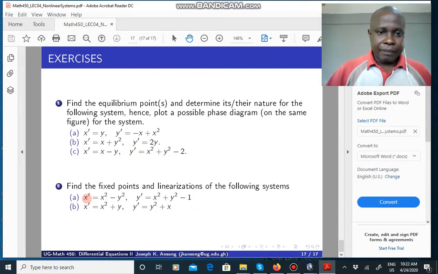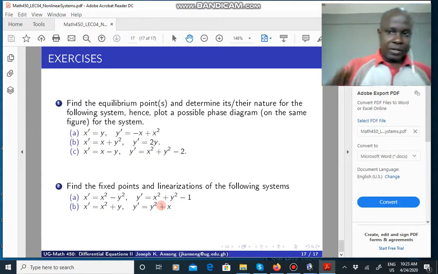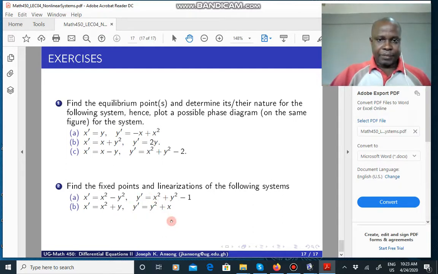So I have some nice exercises here. I will choose a few of them for you to try and submit. I'll decide which ones. But you can follow a similar approach as I have done for this case, and then you can sketch your possible phase diagrams. And then here you are not sketching it, you are just finding the fixed points and the linearization. In other words, you want to find a linear system for these nonlinear systems.